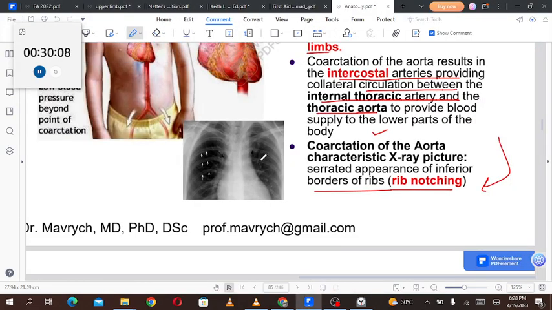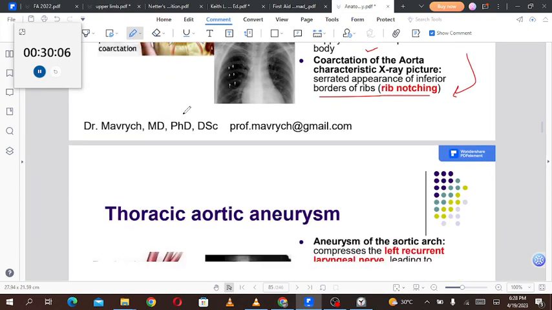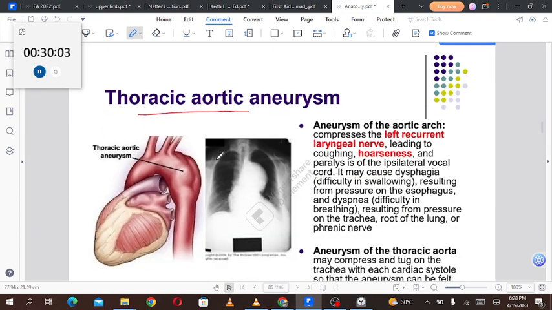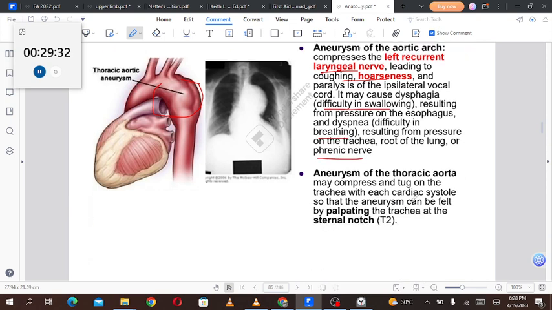Moving back, so we were talking about rib notching. Then we have thoracic aortic aneurysm. So what is the thoracic aortic aneurysm? The aneurysm of the aortic arch compresses the left recurrent laryngeal nerve, leading to coughing, hoarseness, and paralysis of the ipsilateral vocal cord. It may cause dysphagia, difficulty in swallowing, resulting from the pressure on the esophagus, because the descending aorta is located posterior to the esophagus, and it may compress the esophagus that is located anterior to it. And dyspnea, difficulty in breathing, resulting from the pressure on the trachea, root of the lung, and the phrenic nerve.